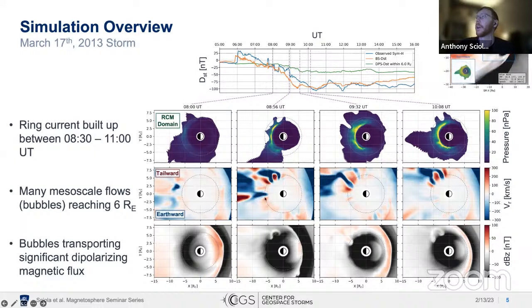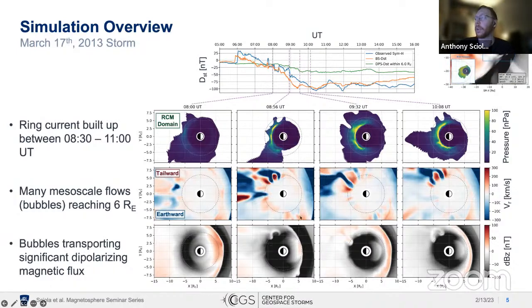But also, during this period, we have many mesoscale flows. They're very azimuthally localized. This is showing the radial velocity in this middle panel. And then below that, we have delta Bz, which is the Bz component with the dipole subtracted out. You can see that these flows are carrying dipolarizing flux with them as well.